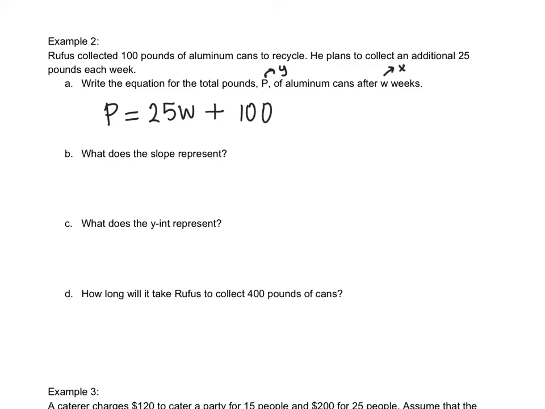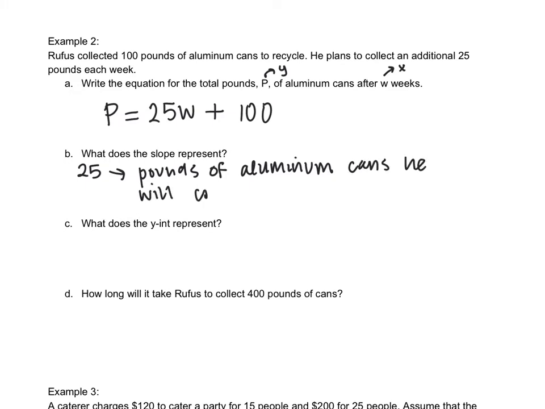Now we want to interpret what our slope represents. Our slope is 25, and it represents the pounds of aluminum cans he will collect each week.